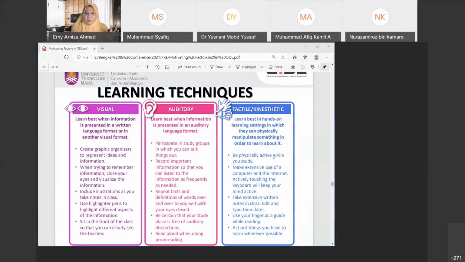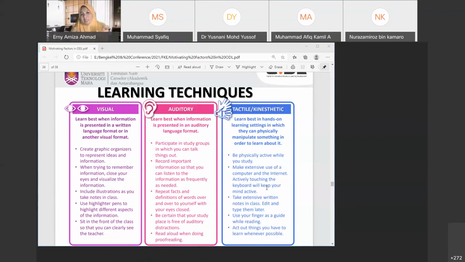Okay, cerita dia. So here for example, you make extensive use of computer and the internet. Okay, you actively touch the keyboard. Okay, so to make your mind active. So when you search, we type Google kan, tanya apa semua you type. So maksud dia, you buat, dia ada sensors, dia akan ingat apa yang you buat.